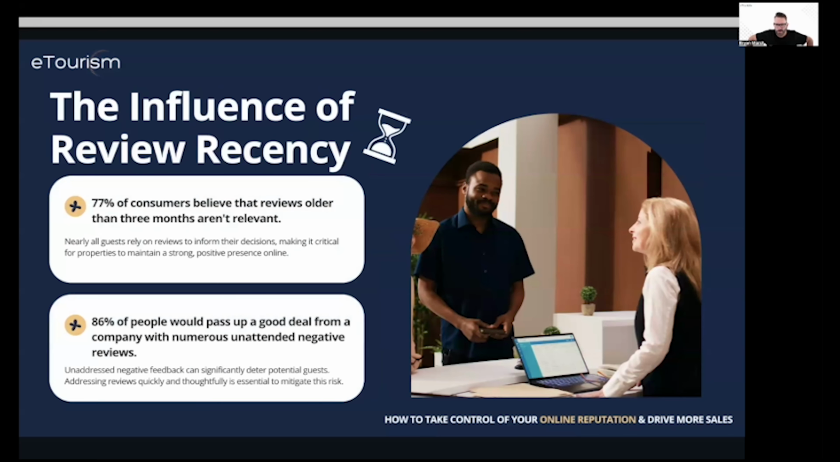The influence of review recency. 77% of consumers believe that reviews older than 3 months aren't relevant. Nearly all guests rely on reviews to inform their decisions, making it critical for properties to maintain a strong, positive presence online. Think about that for a second. 77% of consumers believe that reviews older than 3 months aren't relevant. This enhances the reason why we need to be proactively generating new reviews all the time, because all that work you did 3 months ago to generate reviews and respond to them is kind of in the past now, which also means we have a clean slate we can get started on now.